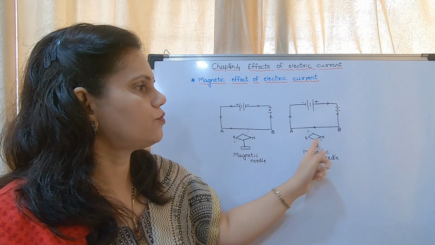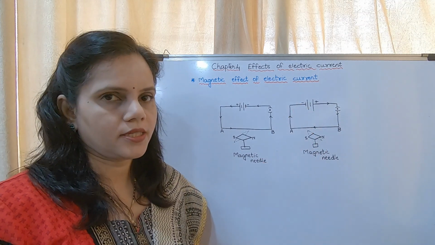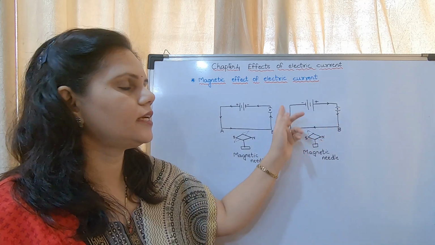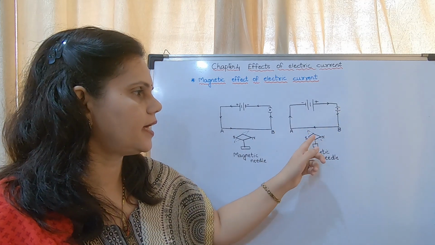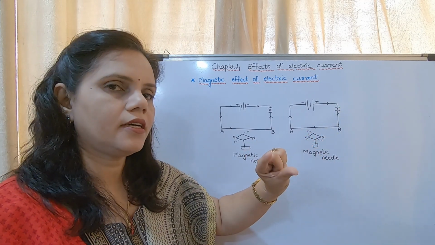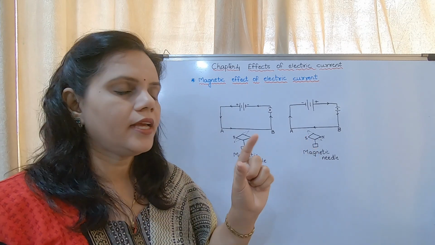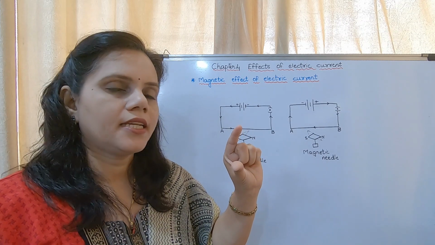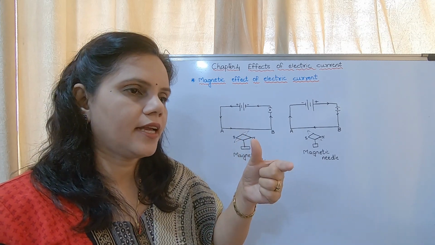In this case, the current is flowing in the opposite direction. When the current is flowing in the opposite direction, you may see that the needle will get deflected in the opposite direction. So in the first case, if it is getting deflected like this, in the second case it will get deflected like this.